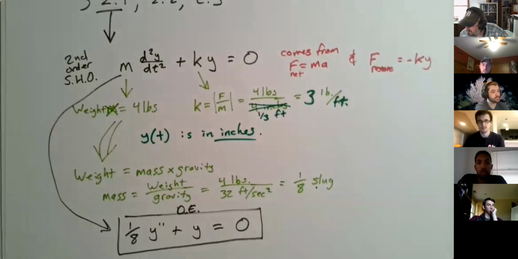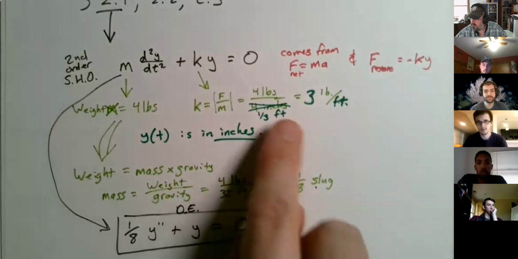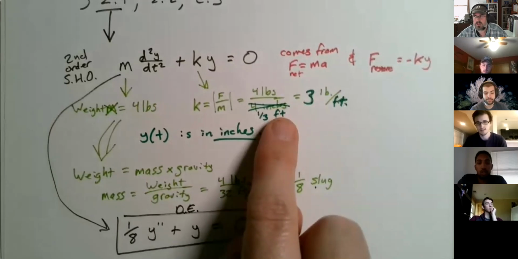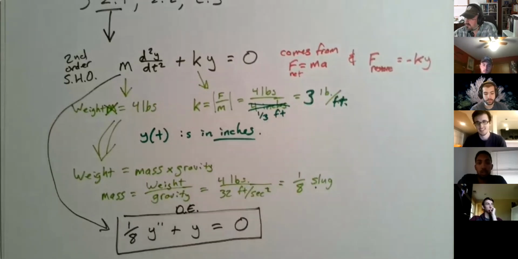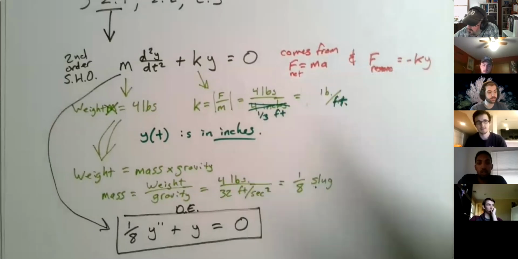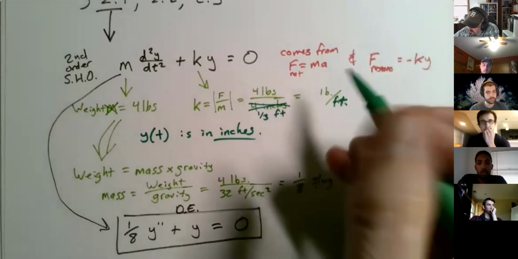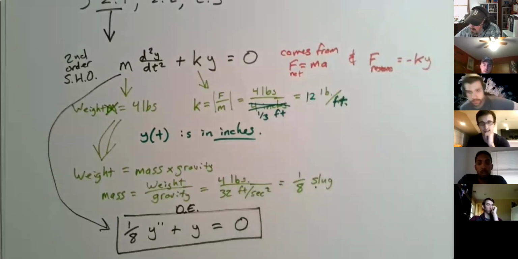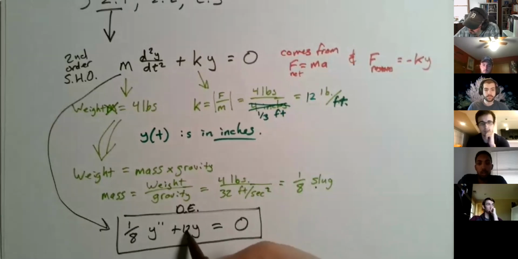Oh no, it would be 12 pounds per foot. 4 divided by 1/3 would be, yeah, 12. Sorry, good catch. I was running ahead of myself. I knew it was going to be slugs, but I forgot about that. So 12 pounds per foot. And so this is 1/8, and this would be 12 right there. Whew. Saved.